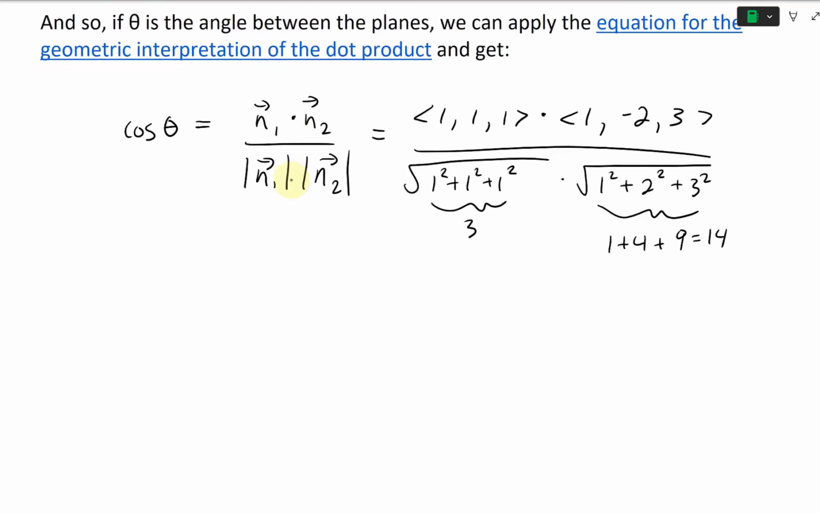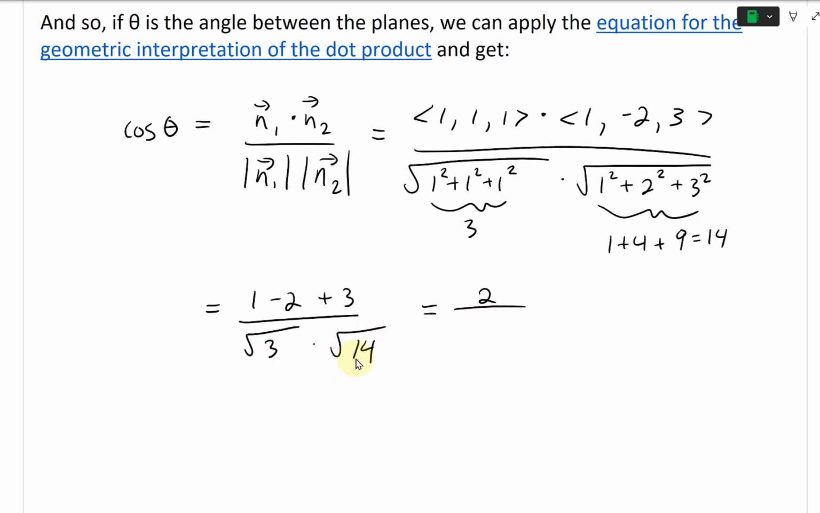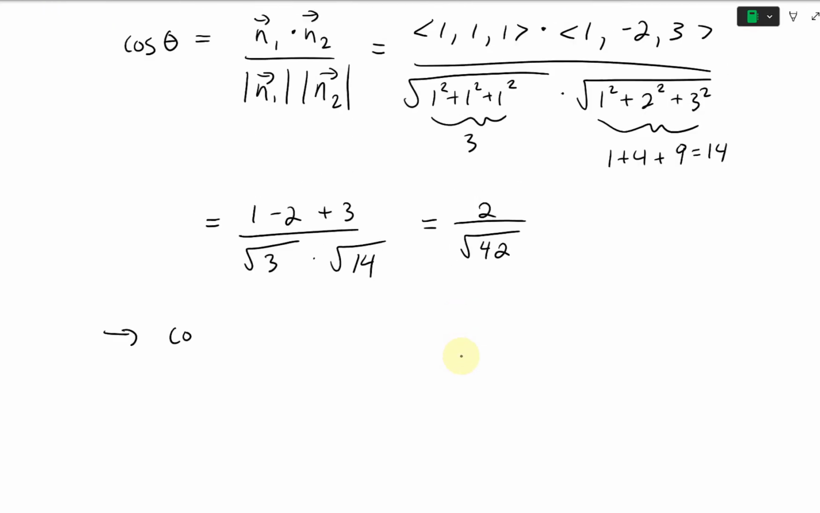So putting these all together, here's the dot product: 1 times 1, plus, we multiply and add the components, 1 times negative 2, so plus negative 2, and then the next one is 1 times 3, so plus 3. Divide this by square root 3 times square root 14. So 1 plus 3 is 4, minus 2 is going to be 2. We could put the square roots together: 3 times 14 is 42, let's do that in our head. So what this means is that cosine theta equals 2 over square root 42.